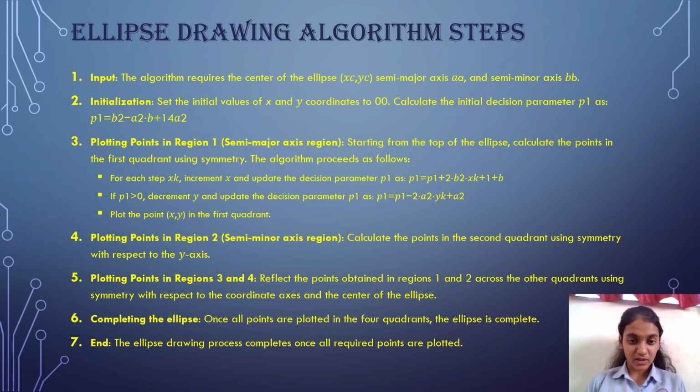Plotting points in region 2. Calculate the points in the second quadrant using symmetry with respect to the y-axis. Plotting points in regions 3 and 4. Reflect the points obtained in regions 1 and 2 across the other quadrants using symmetry with respect to the coordinate axis and the center of the ellipse. Completing the ellipse. Once all points are plotted in the four quadrants, the ellipse is complete. And the last step, the ellipse drawing process is complete once all required points are plotted.